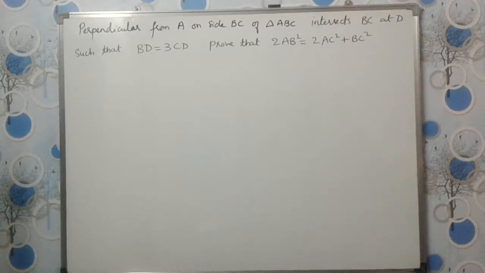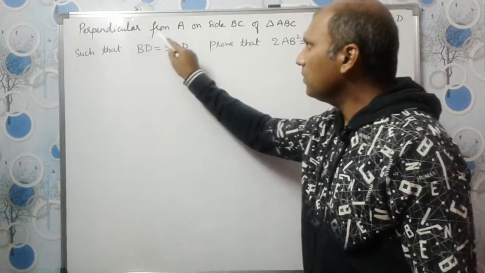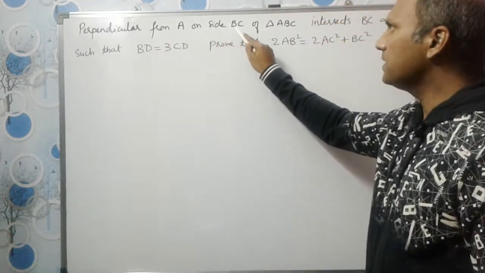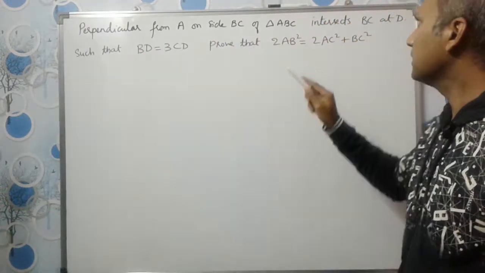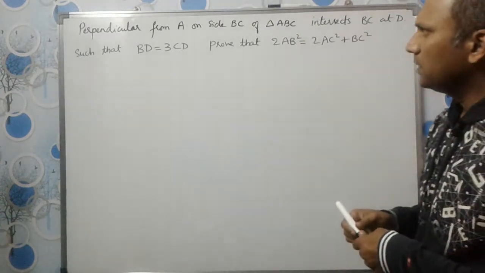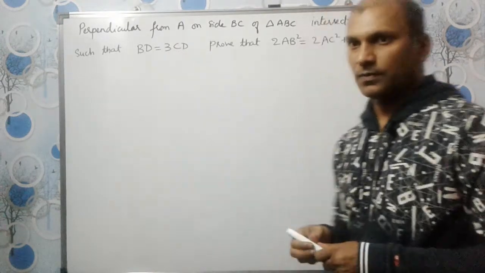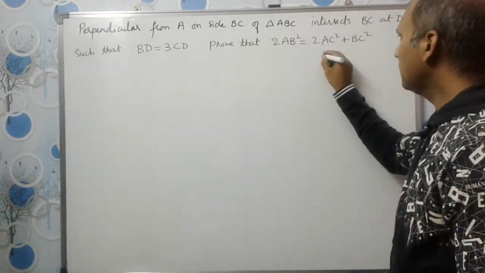Hello students, in this video we are going to solve this problem from triangles. The perpendicular from A on side BC of triangle ABC intersects BC at D, such that BD is equal to 3 times CD. Alright, let us draw the diagram.